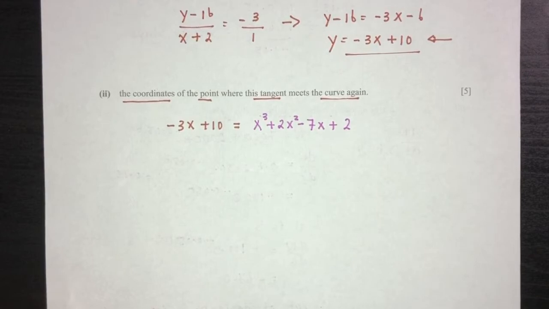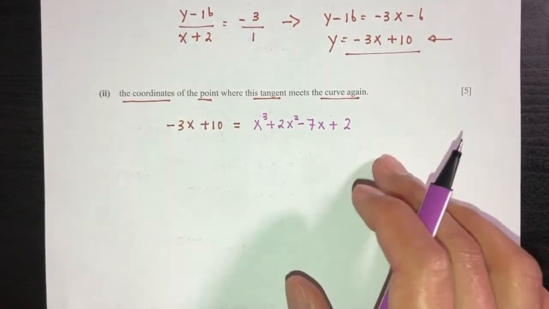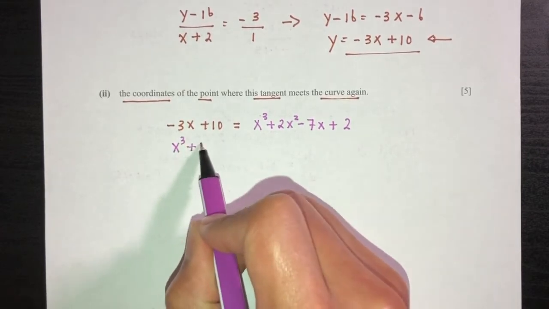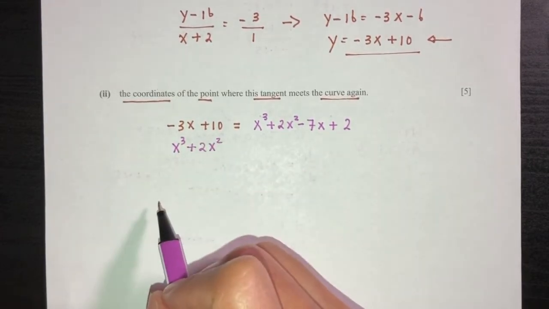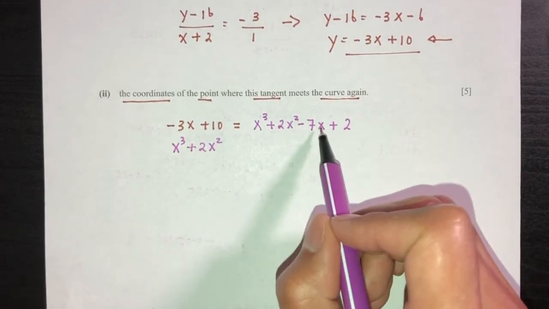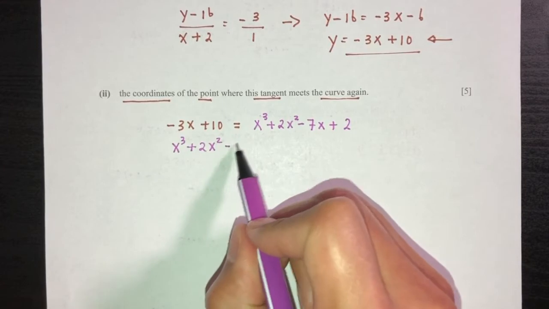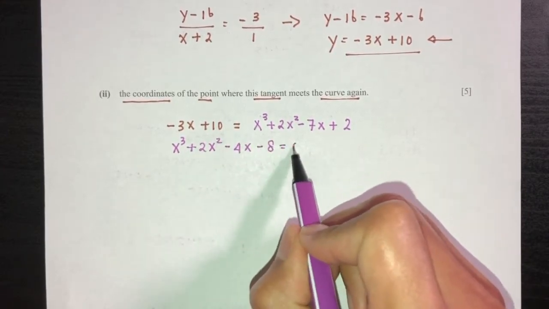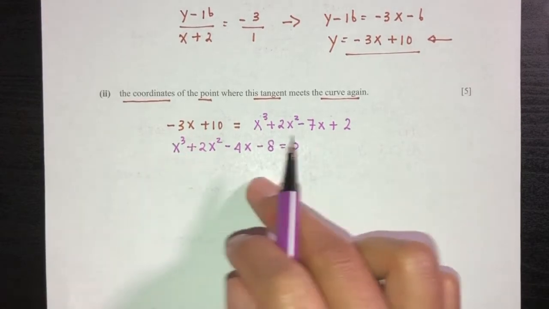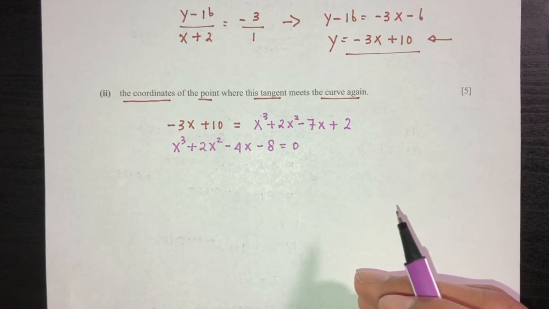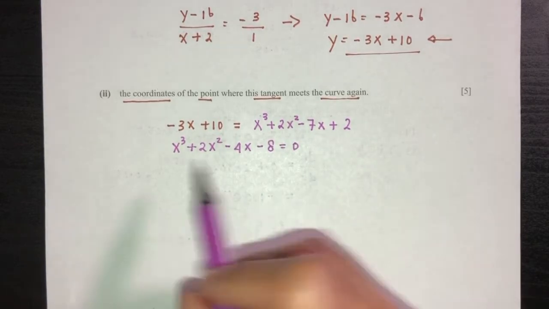Let's simplify and see what we get. So let's send everyone to one side. You will have x cubed plus 2x squared, and here we have minus 7 plus 3, that will be minus 4x, and 2 minus 10, that will be minus 8, equal to 0. So we have to solve this equation to see at which values it will meet the curve again. So this will be a cubic function.